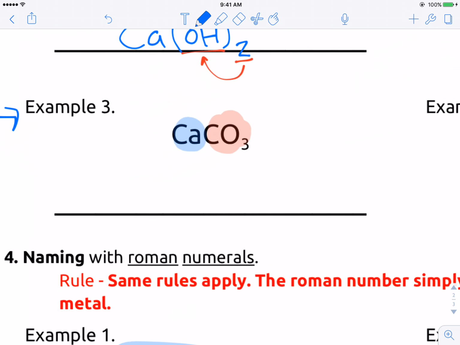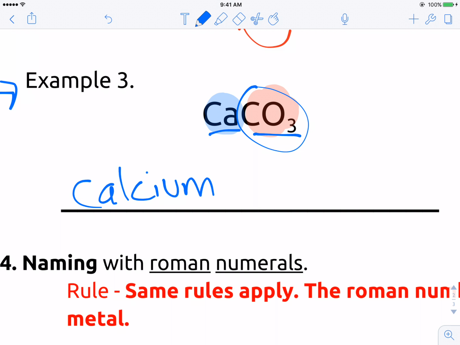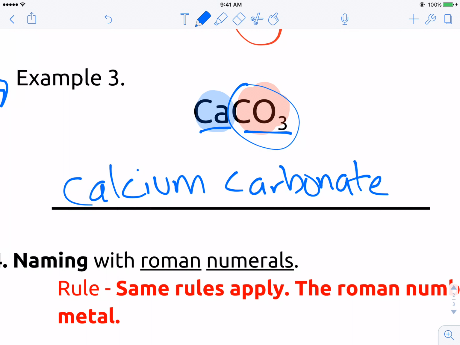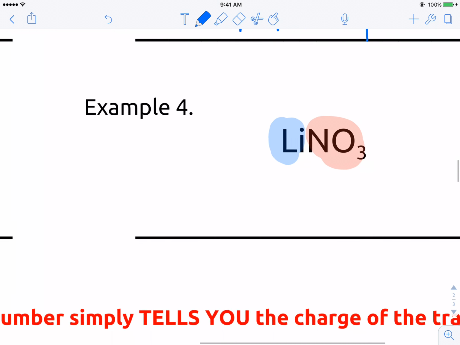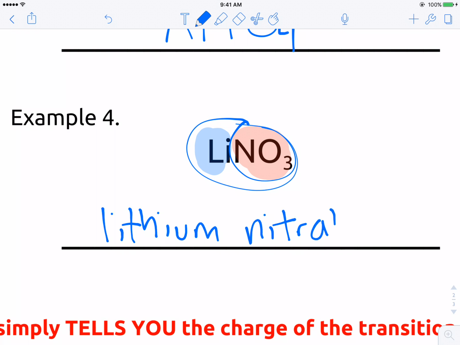Now if I were going the other way around, and I had my metal and my polyatomic ion written in a formula, I'm just simply going to start by writing the metal, which is calcium. Then I'm going to write the name of the polyatomic ion. And if I looked at the reference sheet, I would see that CO3 is just carbonate. So I have calcium carbonate. So next example, I have LiNO3. Li is lithium. And if I look to my polyatomic ion sheet, NO3 is nitrate. So I have lithium nitrate.